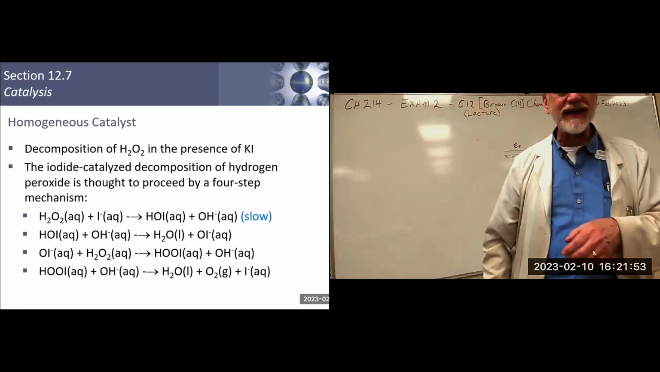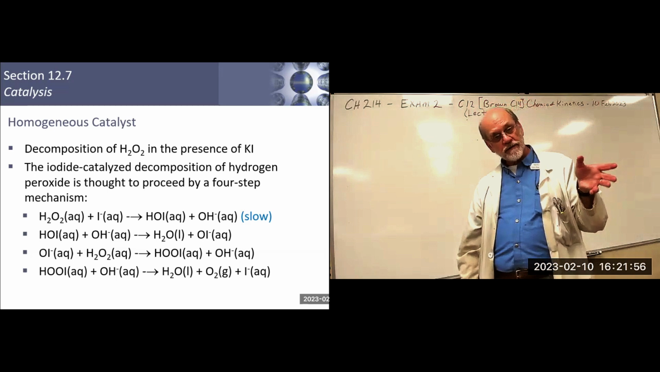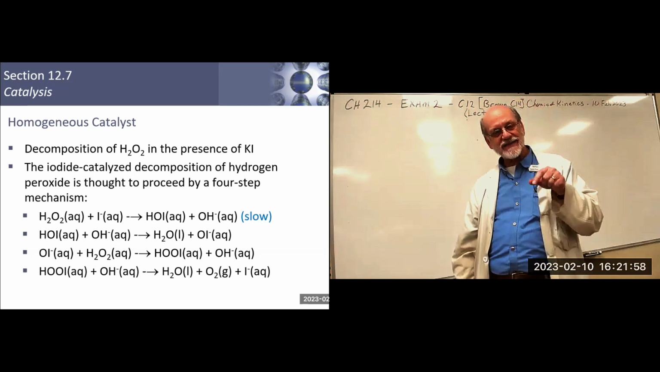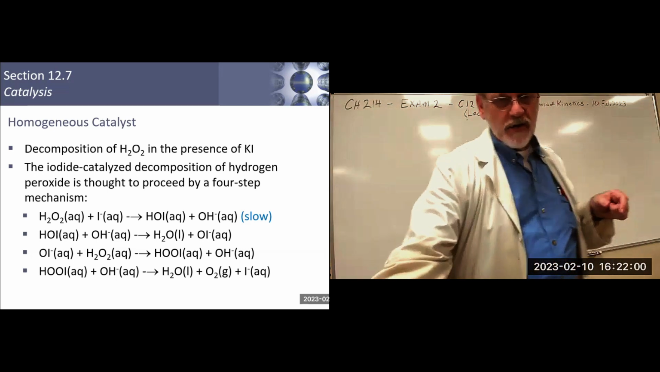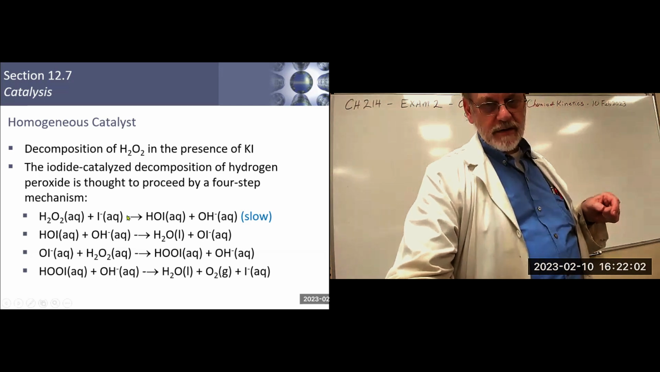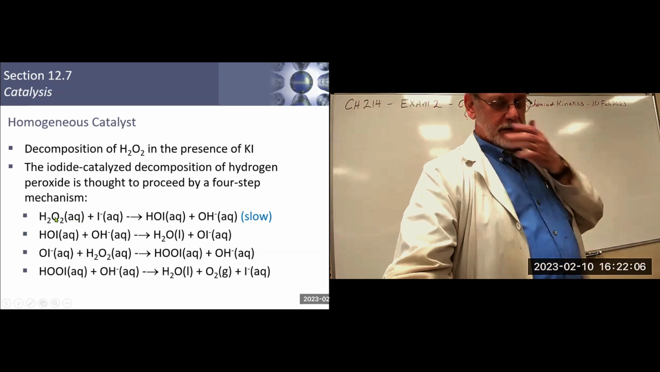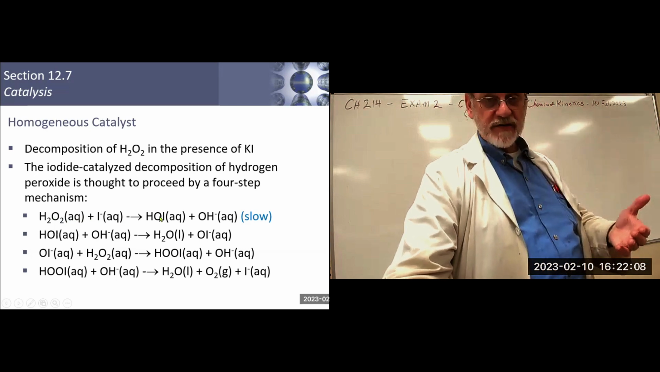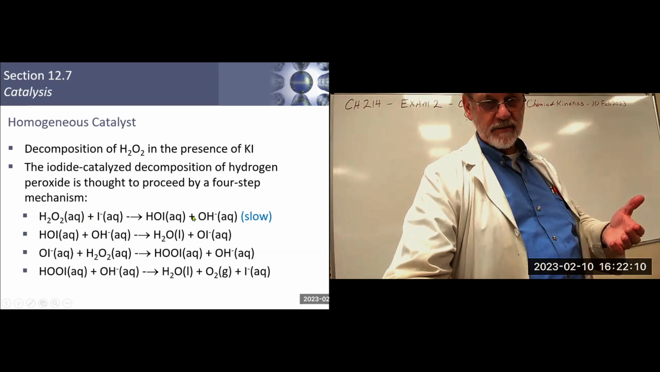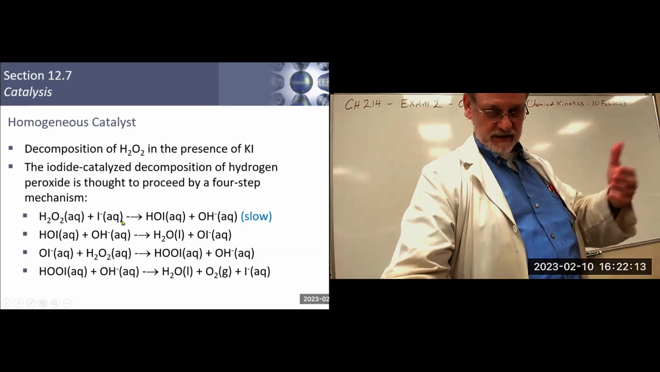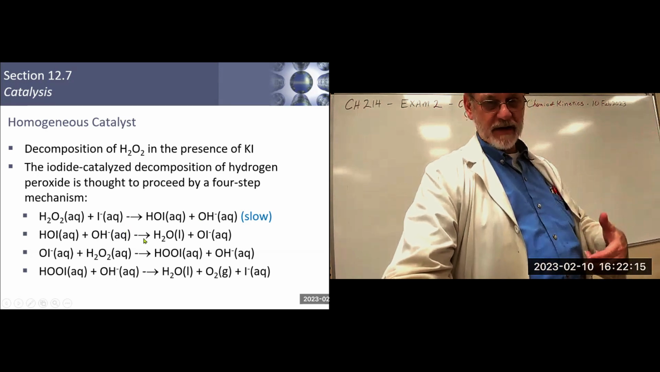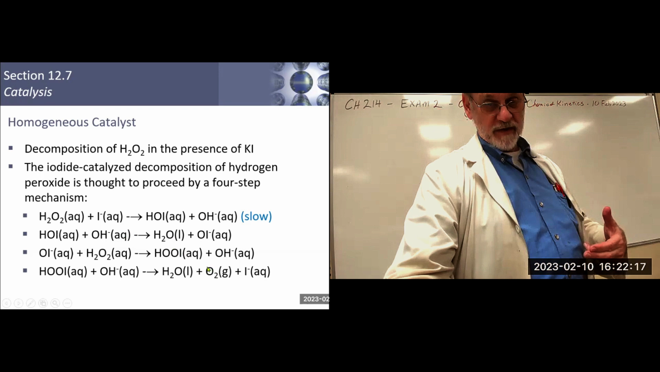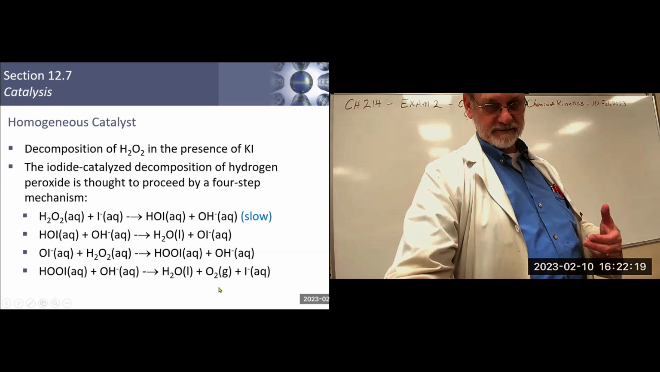This is a proposed mechanism for that decomposition with iodine as the catalyst. Notice that iodine enters. This is the slow step where iodine reacts with the hydrogen peroxide and produces this intermediate plus this intermediate, and then you get subsequent steps, and then you end up with oxygen gas at the end.